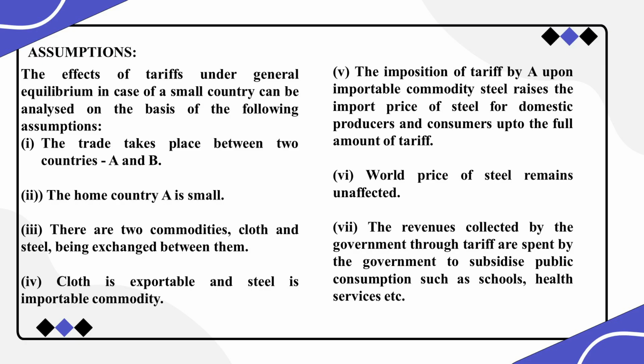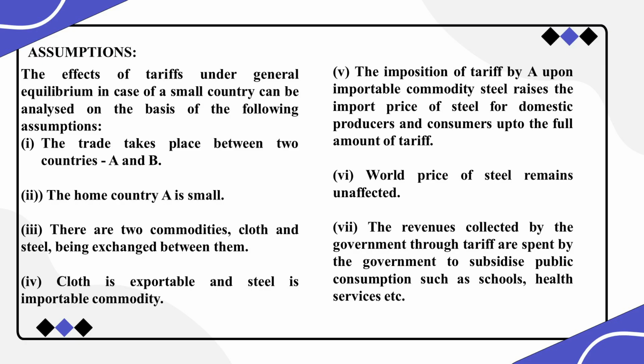Number 3, there are two commodities, cloth and steel, being exchanged between them. Number 4, cloth is the exportable and steel is the importable commodity. Number 5, the imposition of tariff by A upon the importable commodity steel raises the import price of steel for domestic producers and consumers by the full amount of the tariff.